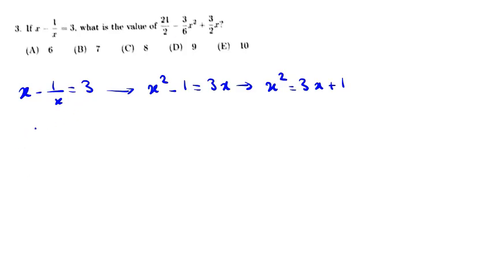Okay, so let's consider this one. It is 21 over 2 minus 3 over 6 x squared. x squared is 3 over 6. You can write 1 over 2.